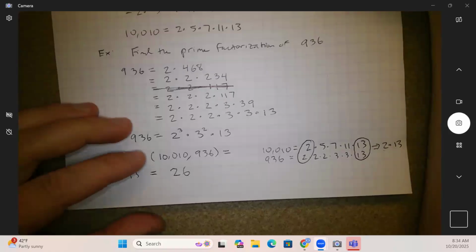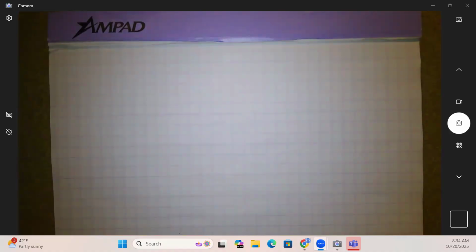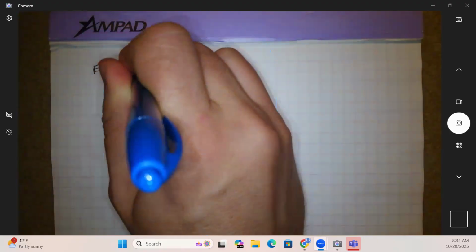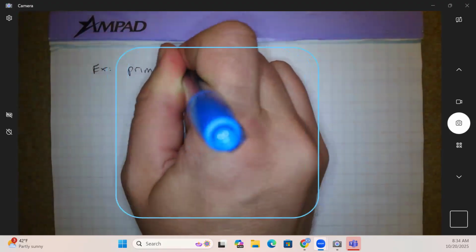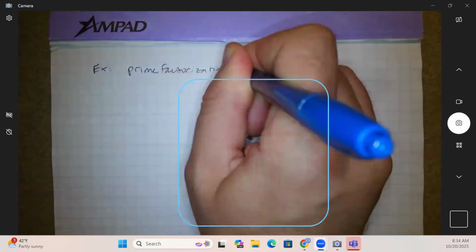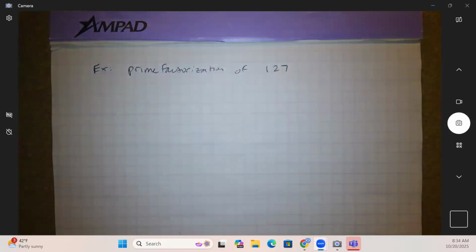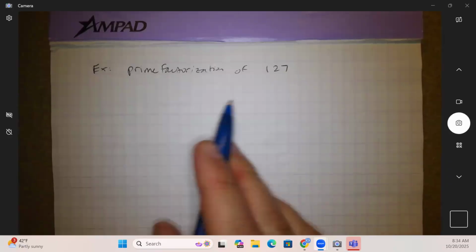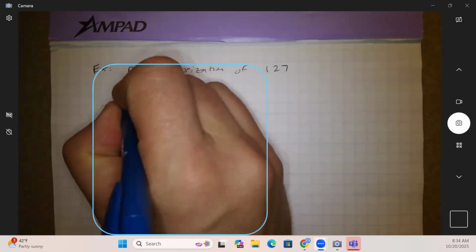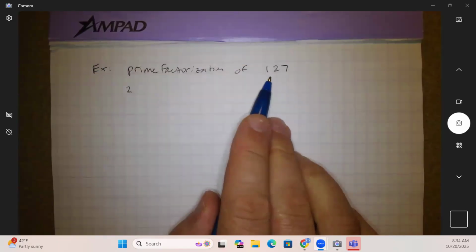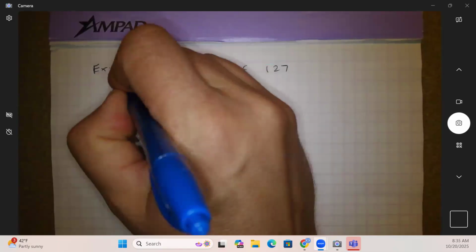All right, one more, and then we'll move on to our next section. Let's try, and we'll do this one together. Let's look at the prime factorization of 127. Let's see. Does dividing 127 by 2 work? No, because it's not even.